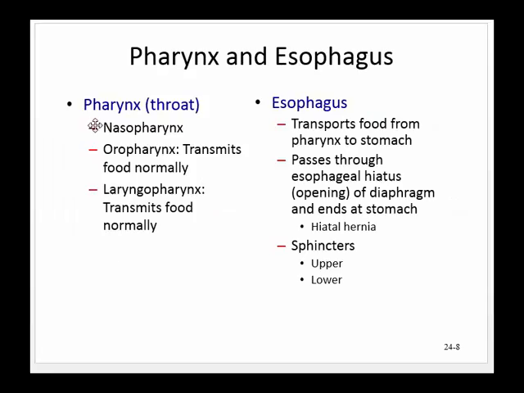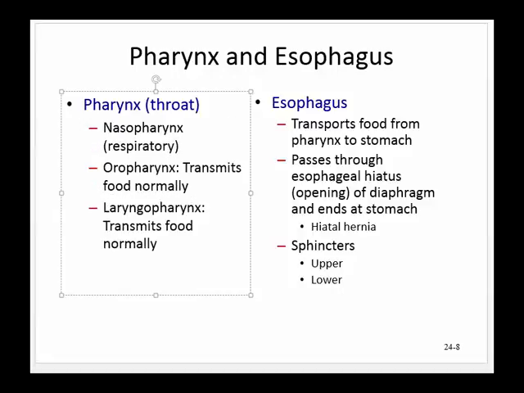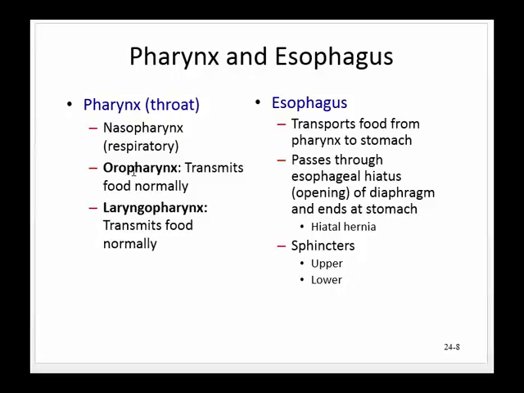But if we think about it, the nasopharynx really doesn't have much to do with the digestive system because it's in the nose. And so unless your uvula quits working and you shoot food or liquids out of your nose if you're laughing or eating or something, this is primarily going to be part of the respiratory system rather than the digestive system. However, the oropharynx and the laryngopharynx are going to transmit food and liquids and air normally.